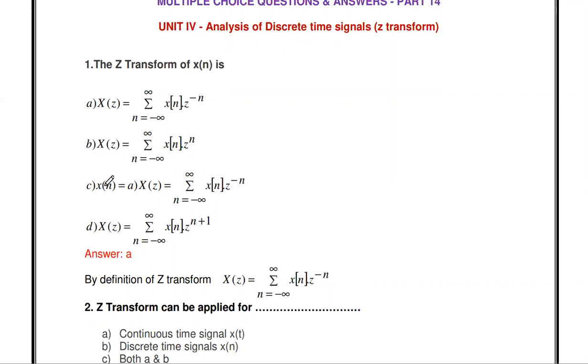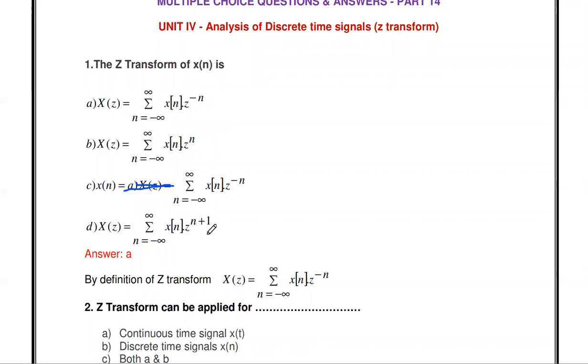Then another one: x of n is equal to summation n from minus infinity to infinity x of n z power minus n. Then one more formula: x of z is equal to summation n equal to minus infinity to infinity x of n z power n plus 1. So in these four options, which one is correct?